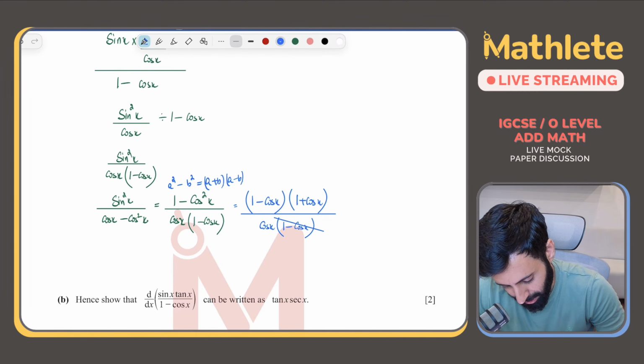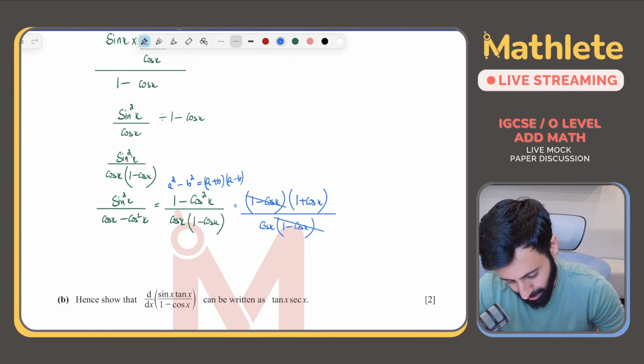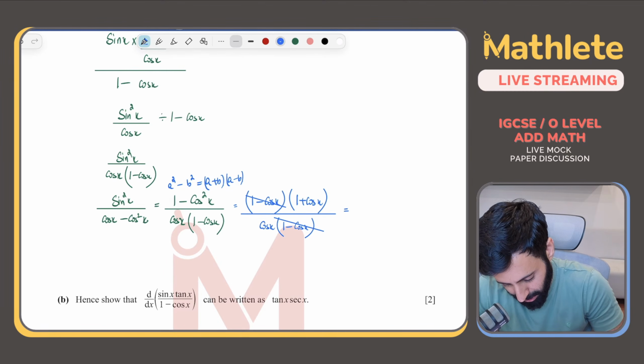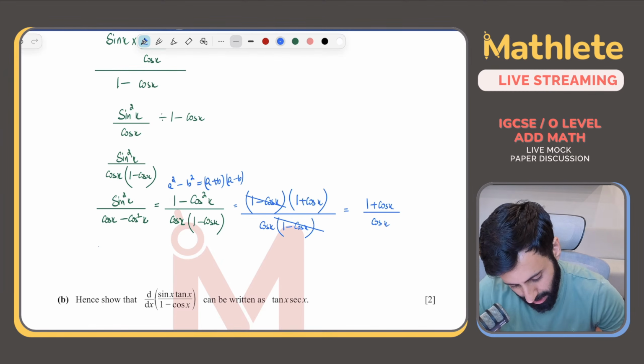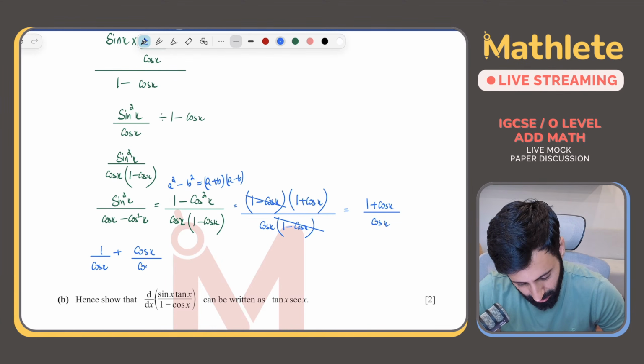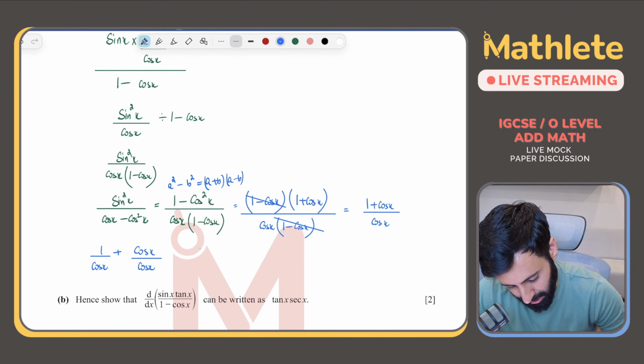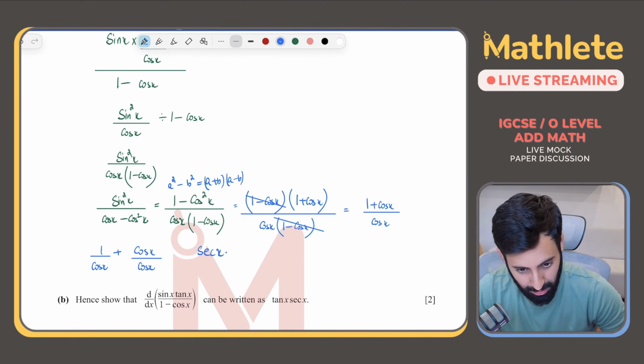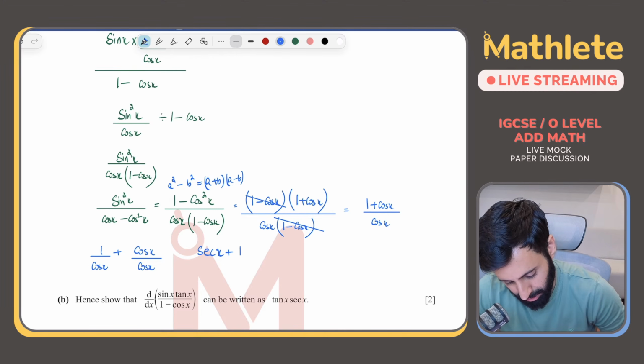So this is what we end up with. ठीक है. Now notice what this becomes. This becomes 1 plus cos x upon cos x. Okay, which can be written as 1 upon cos x plus cos x upon cos x. Okay, so what's cos x upon cos x equal to? That's equal to 1. And what is 1 upon cos x equal to? That's equal to sec x. So sec x plus 1, there you go, hence proved.